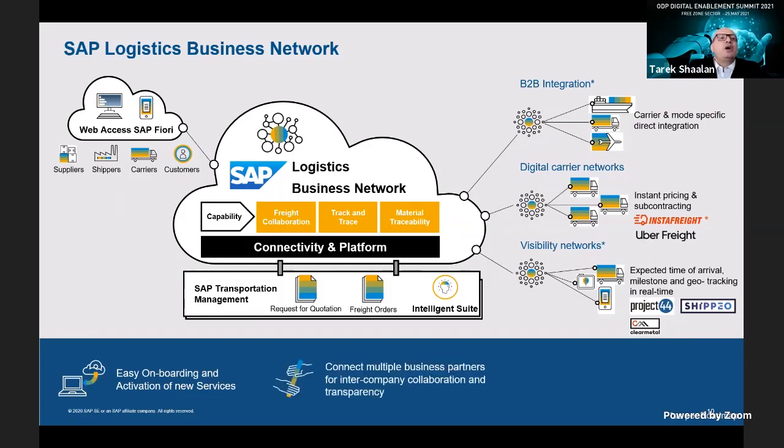So as you see in here, you have easy onboarding and activation of new services. You can connect or disconnect, expand or shrink according to the business needs. You can connect multiple business partners for intercompany collaboration and transparency. And you can open new business opportunities for both shippers, carriers, freight forwarders, anything that you connect along the full value chain.